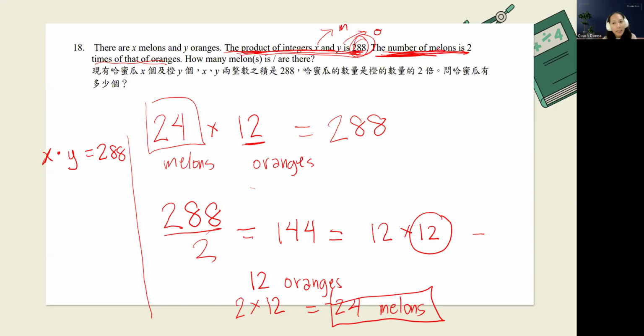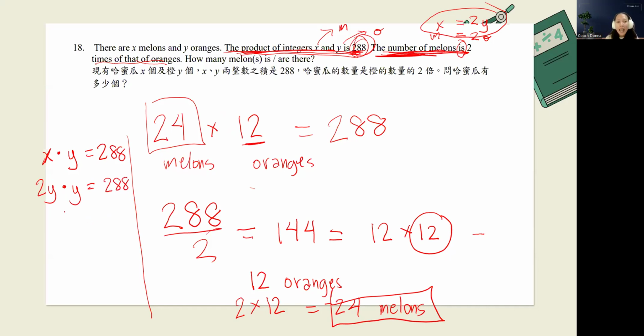So the number of melons, when you see the word is, that's an equal sign. Two times that of oranges. But we know melons is represented as x. So, you know x is equal to 2y. Let's replace x right here with 2y, multiplied by y. That's equal to 288.